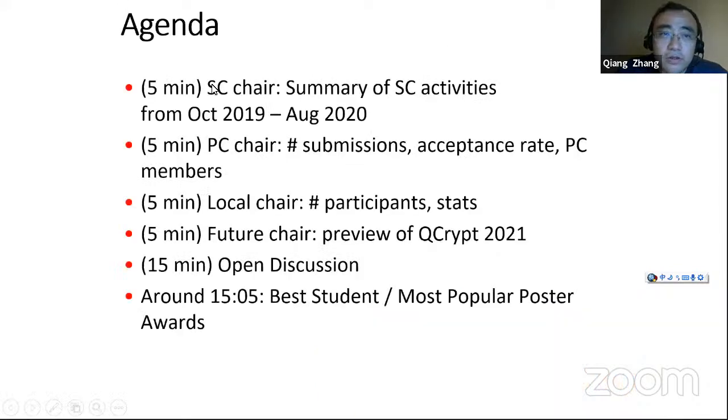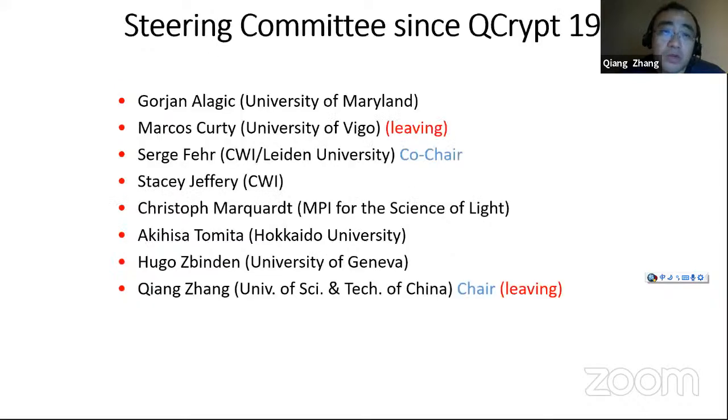I'll go through the agenda for today. First of all, I'm Qiang Zhang, the steering committee chair. Together with my co-chair, Serge Faher, I will talk about the summary of the steering committee activities for 5 minutes. And then the PC chair, Fry, will talk about the PC work. And then the local chair and the future chair, this year from Amsterdam, Chris and Serge, will talk about the participants' statistics and then the preview of QCrypt 2021. And we have 15 minutes for open discussion. And by the end of the talk, we will have the award ceremony.